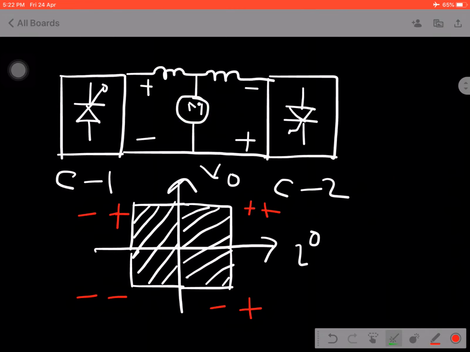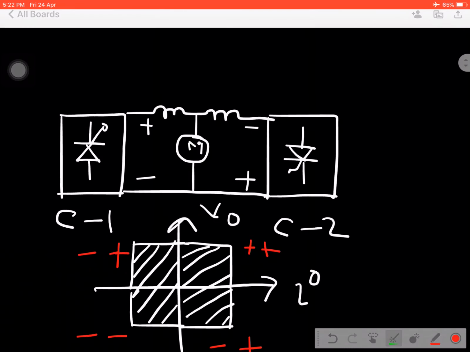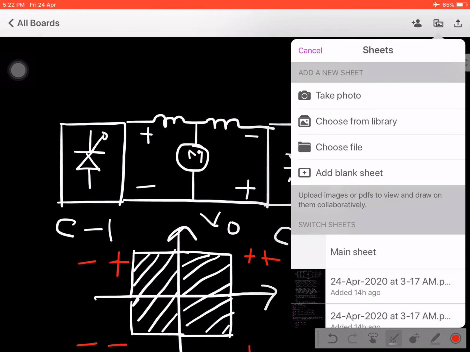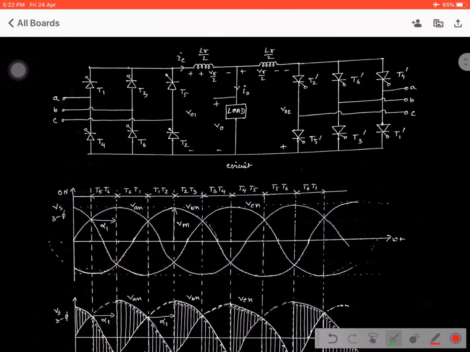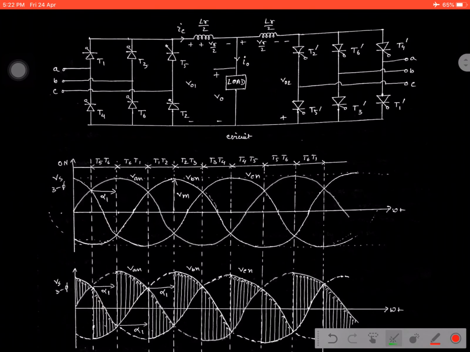Now go to the circuit diagram to further explain the working principle of the converter. So this is the circuit diagram. I think it's better to understand the use of the converter. This is the first converter and the second converter. Load is there and inductor is there. Now go to the waveforms.